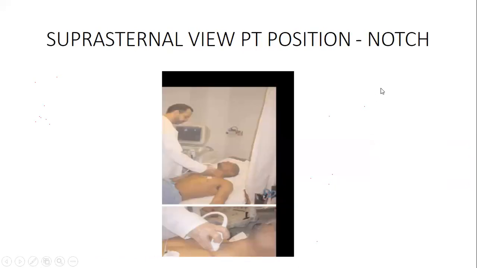I'm just showing you the suprasternal view, patient position. I explained that this is very important to assess the aortic arch. You want to see what is happening with the branches of the aortic arch: the brachiocephalic, the left common carotid artery, the left subclavian artery. You pick them from there. This view is very important when you want to check for coarctation, aortic aneurysm, and basically to see if there are any congenital anomalies there.